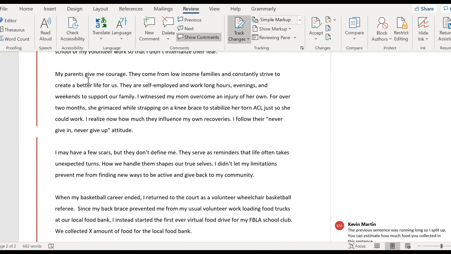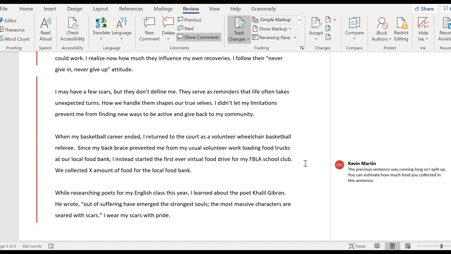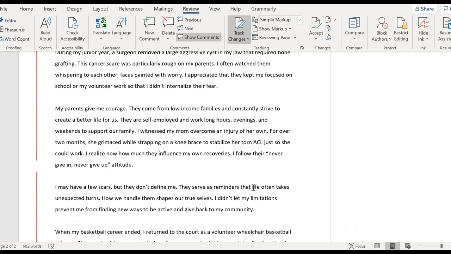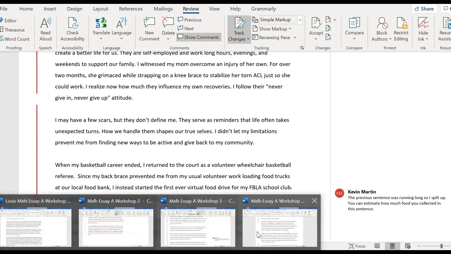And so one of the first paragraphs that we had started with was "My Parents Give Me Courage." A lot of the content is the same. You might notice that the content isn't all that different from where we started. But it's just tweaking, it's developing, it's adding. Even here, this is the 4th version, and there's always places to be more specific. Instead of saying, "We collected food for the local food bank," why don't you tell your reviewer directly how much food that you collected, right?